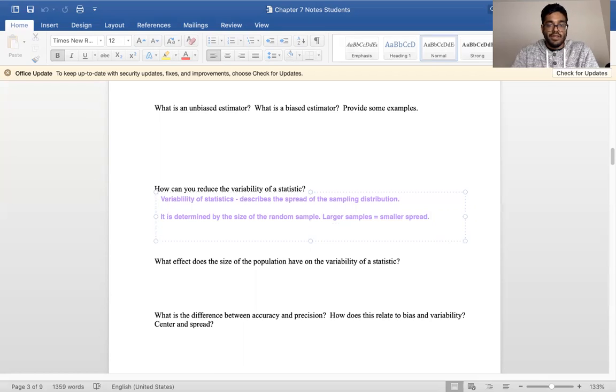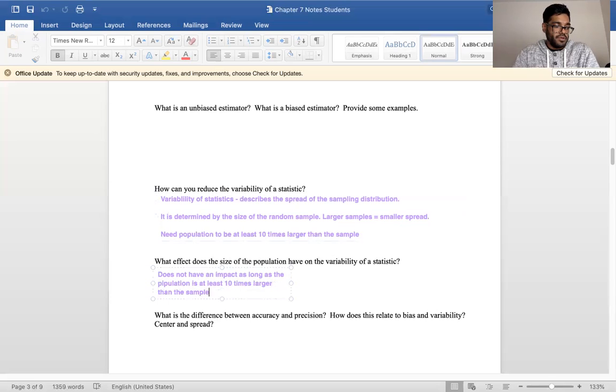There's one caveat to this. We thought about this in chapter 6: we need our population size to be at least 10 times larger than the sample. So this is the independence condition that we've talked about before. And so what impact does the size of the population have on the variability of a statistic? It doesn't have an impact, as long as the population is at least 10 times larger than the sample. And this again implies independence.